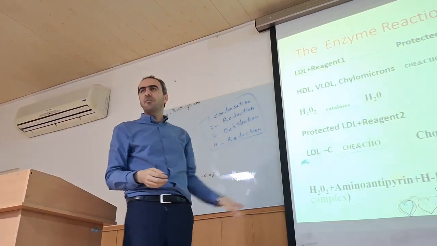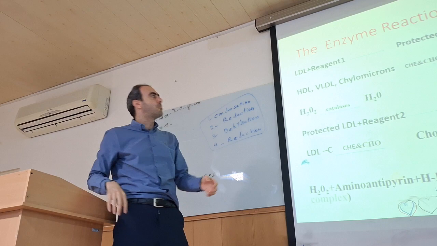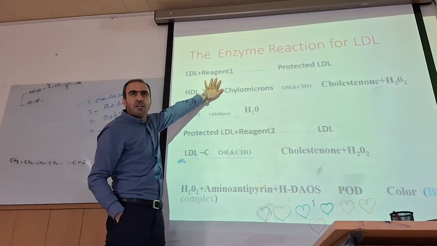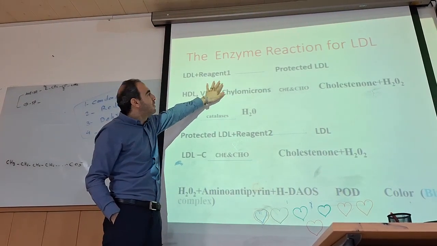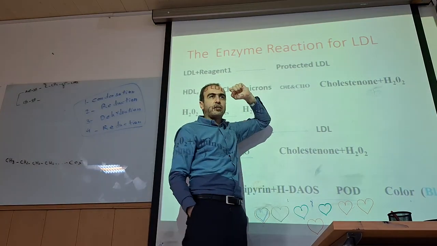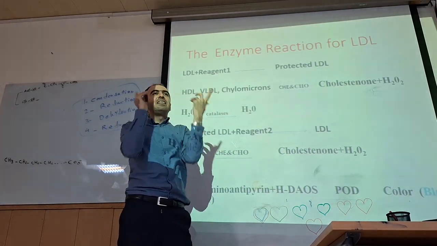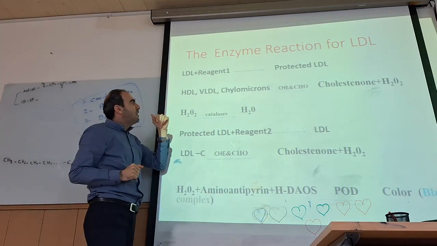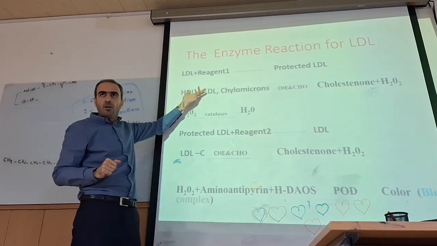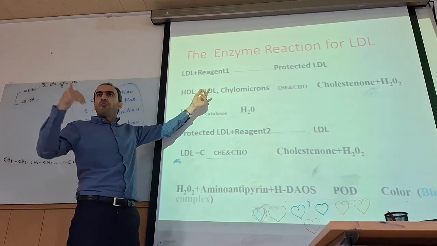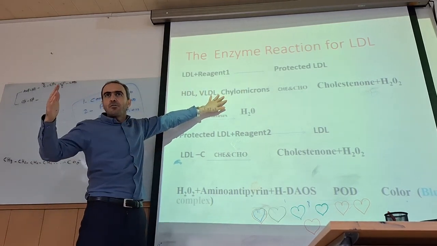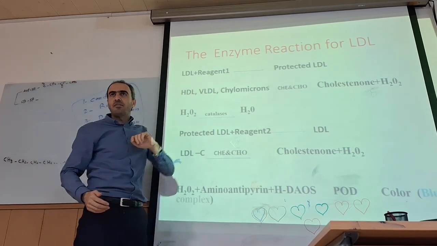But what is really happening in the LDL and HDL measurement? We have reagent number 1. In the next slide, I will talk about reagent number 1. It contains what? With reagent number 1, LDL is protected. Here, it just protects the LDL particle. And then the HDL, VLDL, and chylomicron, because as you know, they also contain cholesterol. For the first part, we should disrupt these and release their cholesterol content, and just LDL remains.